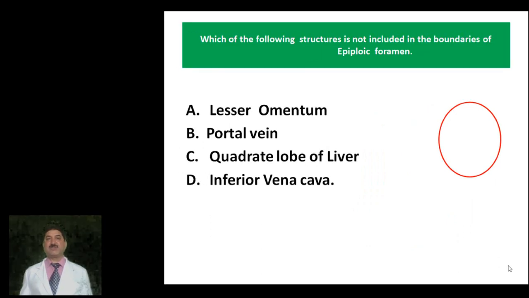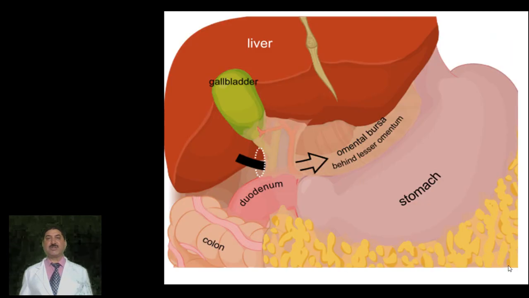Which of the following structures is not included in the boundaries of the epiploic foramen? A, lesser omentum. B, portal vein. C, quadrate lobe of the liver. D, inferior vena cava. C is the correct option.